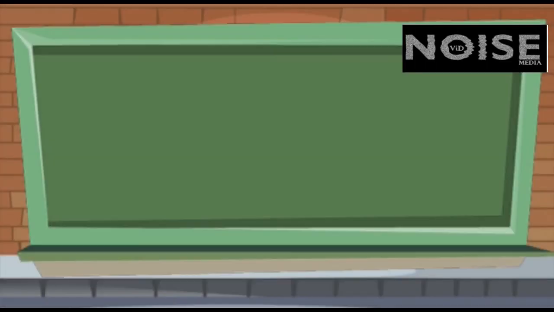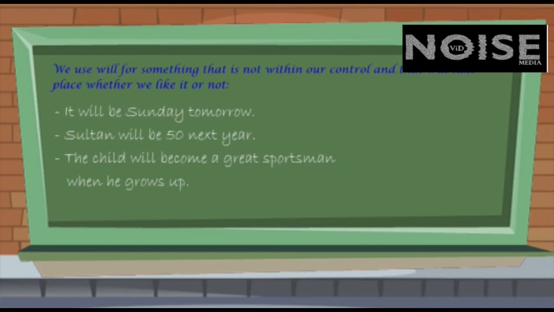Got the idea? That's quite simple. We use will for something that is not within our control and that will take place whether we like it or not. For example, it will be Sunday tomorrow. Sultan will be 50 next year. The child will become a great sportsman when he grows up.